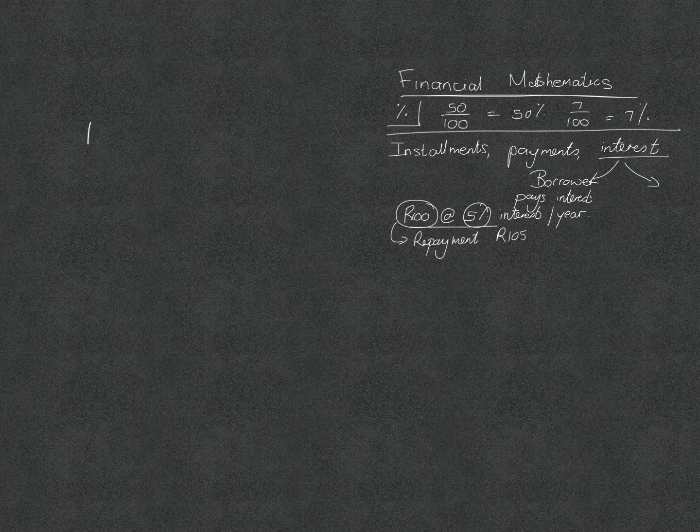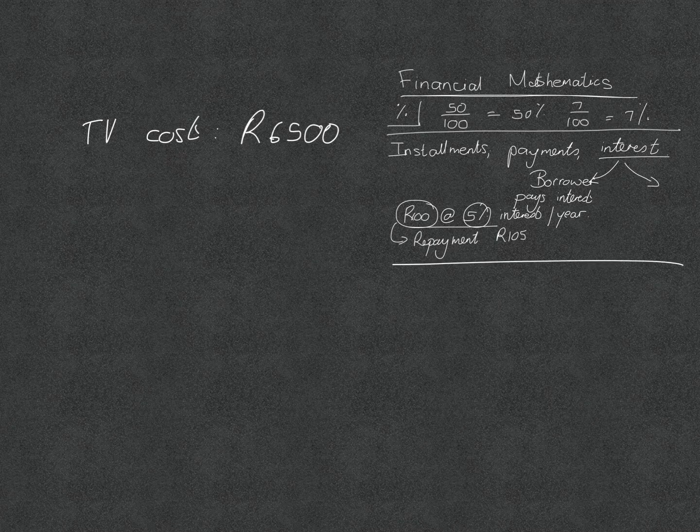A person buys a TV at the cost of 6,500 Rand. Now, what you do when you buy something and you don't pay the full amount immediately, you're actually borrowing money from that business. And this is called hire purchase.